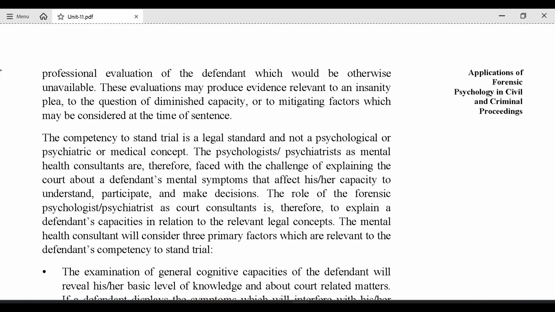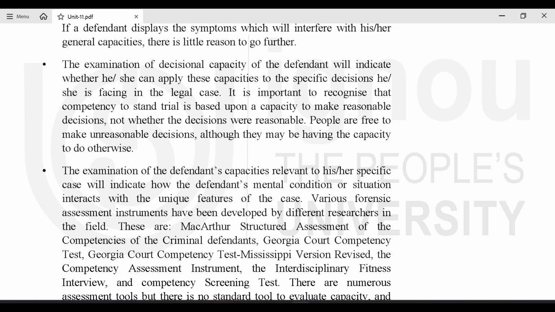The mental health consultant will consider three primary factors which are relevant to the defendant's competency to stand trial. The examination of general cognitive capacities of the defendant will reveal his/her basic level of knowledge about court-related matters. If a defendant displays the symptoms which will interfere with his/her general capacities, there is little reason to go further. The examination of decisional capacity of the defendant will indicate whether he/she can apply these capacities to the specific decisions he/she is facing in the legal case.